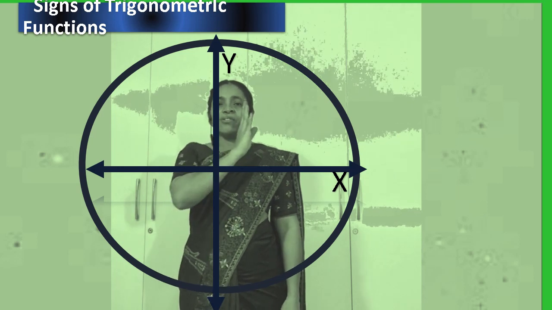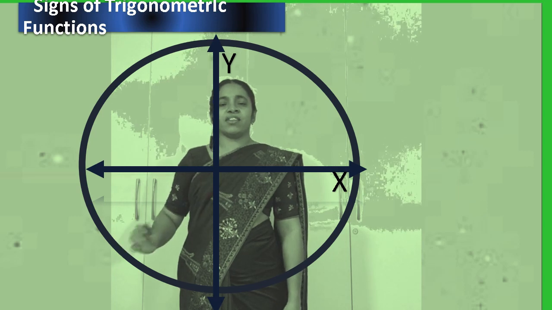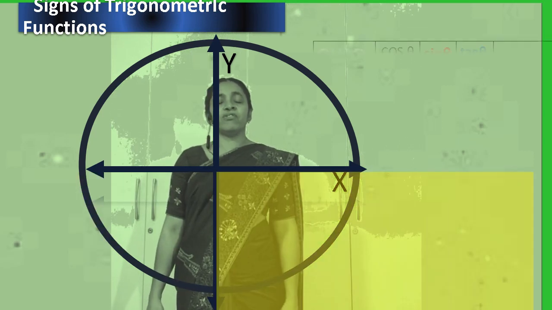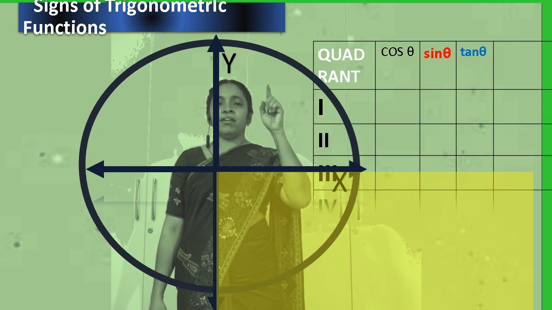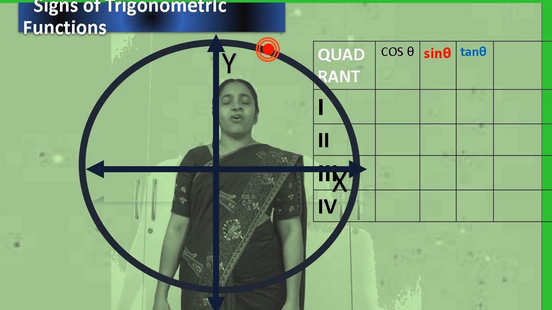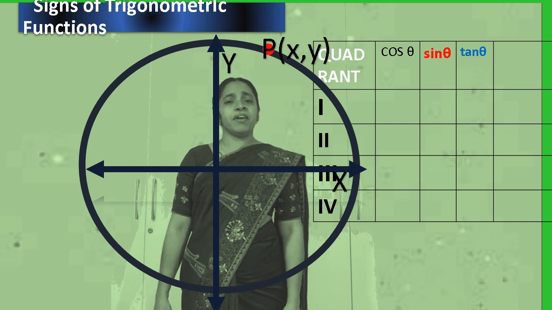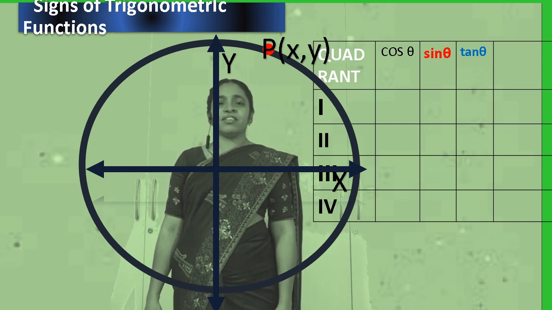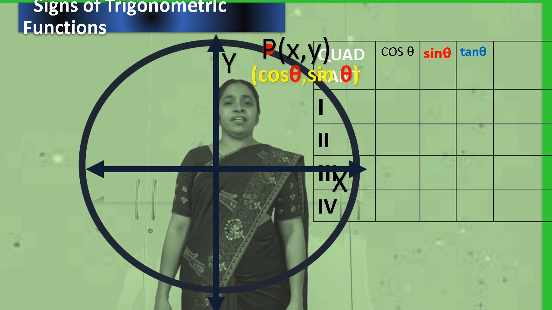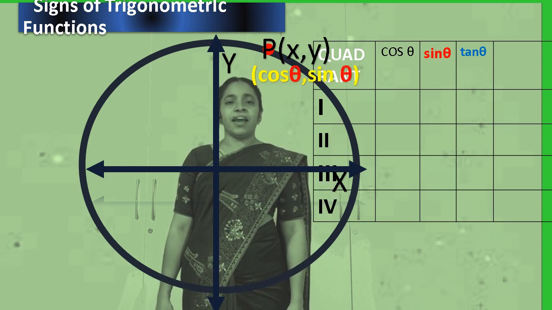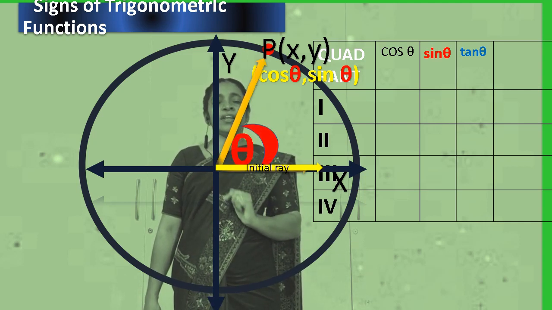Now this quadrant is your first quadrant, this is your second quadrant, here is your third quadrant, and here comes your fourth quadrant. Consider any point P on the circumference of the circle. The coordinates of P are x, y. In the earlier video, you have learned that the coordinates x, y also can be written as cos theta, sin theta. Then what is theta for? The theta is the angle through which the initial ray rotates to reach the terminal ray.